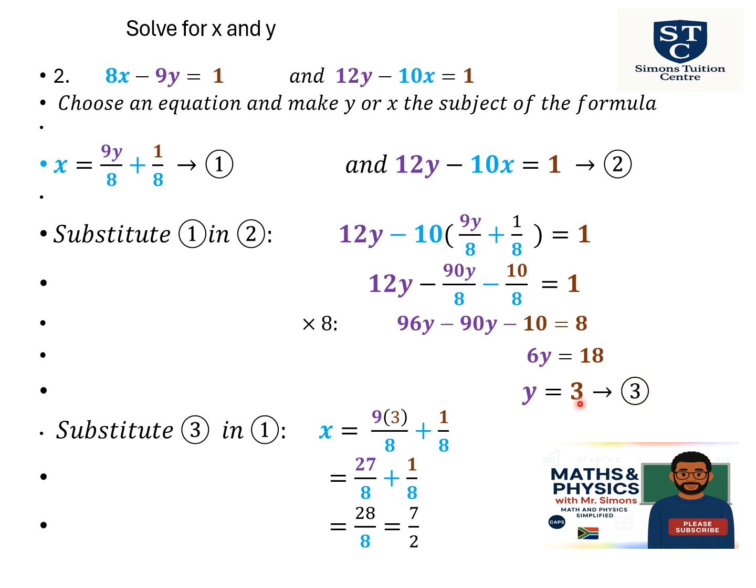Right, so substitute 3 back into the first equation. That will become 9 times 3 over 8 plus 1 over 8. So 9 times 3 is 27 over 8 plus 1 over 8. 27 plus 1 gives me 28 over 8. 4 goes in 8 2 times. 4 goes in 28 7 times. So therefore my answer for x is 7 over 2 while y equal 3. Alright, and that is the third way how I solved via substitution.